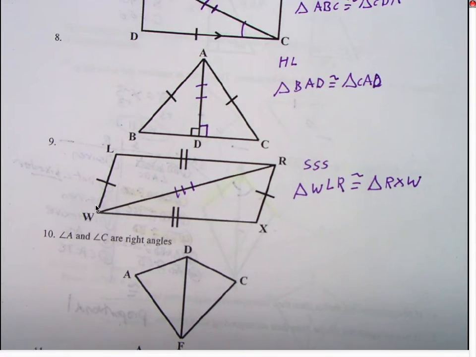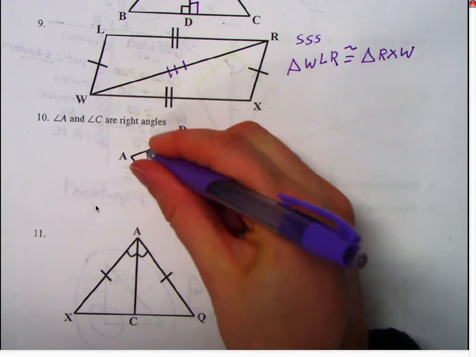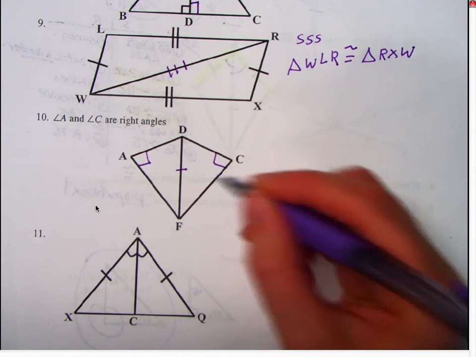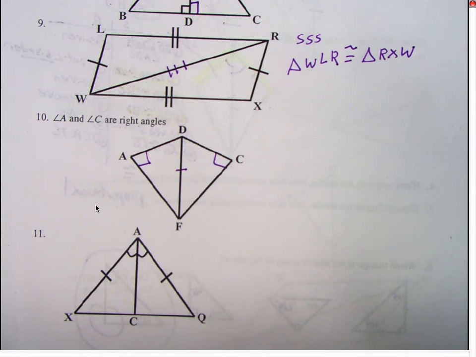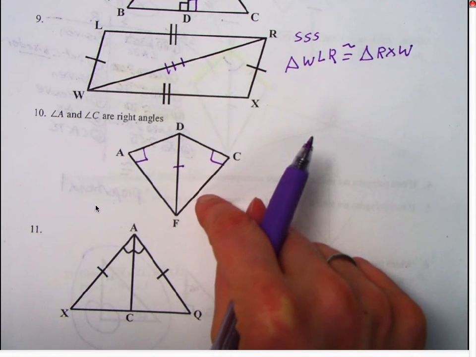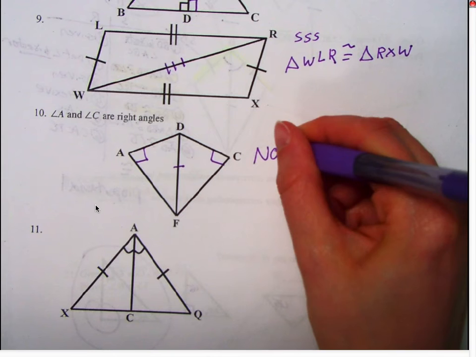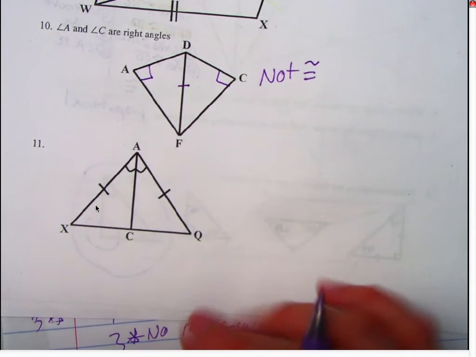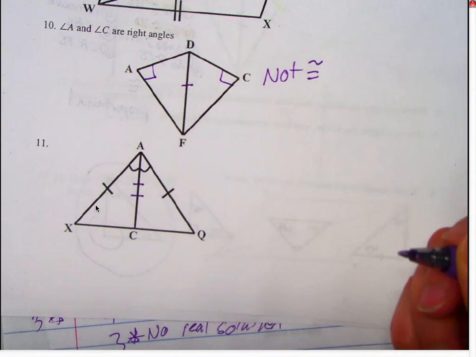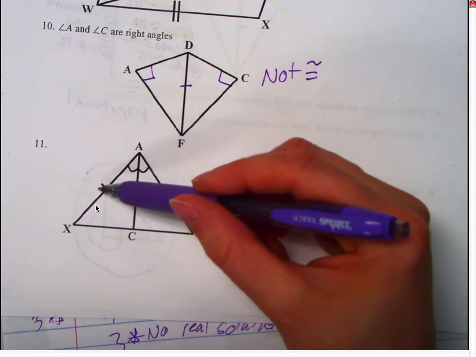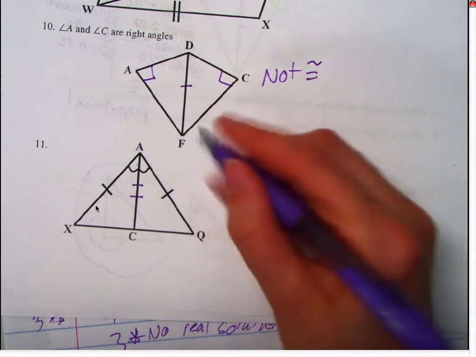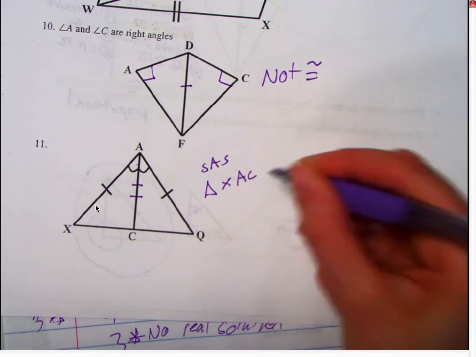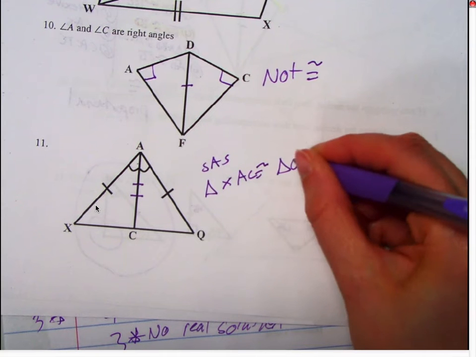Okay. Number 10. A and C are both right triangles. And we can see that DF is congruent to DF. But we only have 2 things. So are these 2 triangles congruent to each other? No. This is not congruent. One more on this page, guys. Number 11. These 2 sides are congruent to each other by reflexive. So these triangles are congruent by side, angle, side. So again, that's triangle XAC is congruent to triangle QAC.